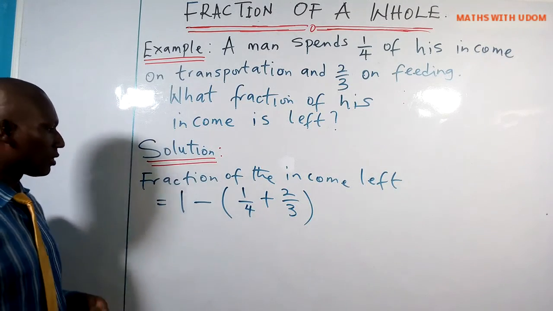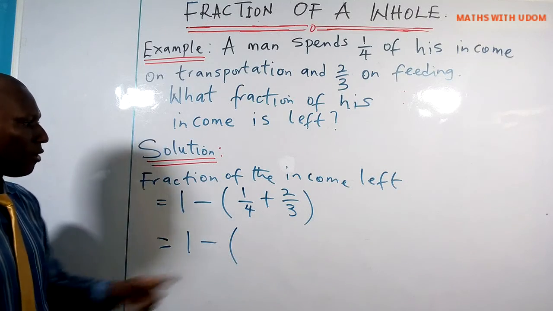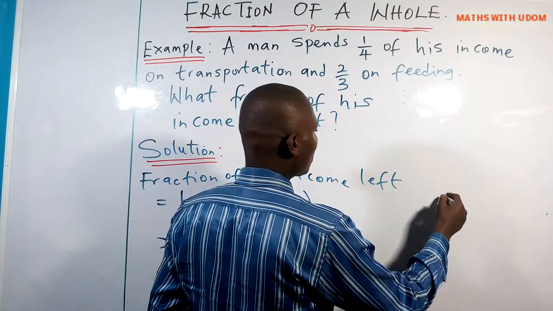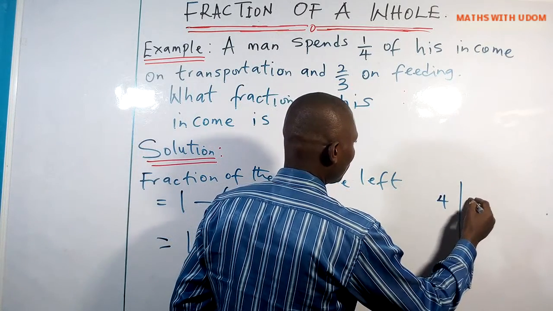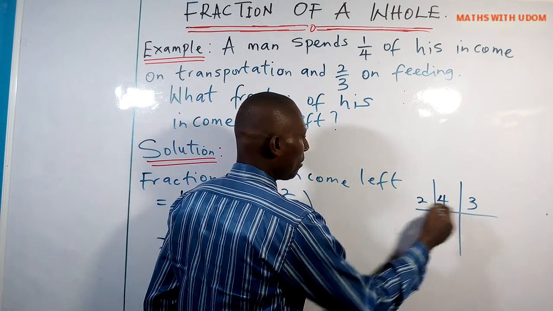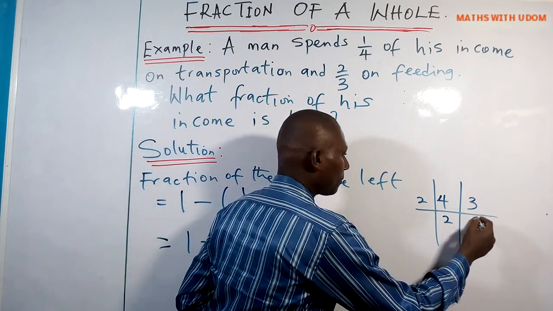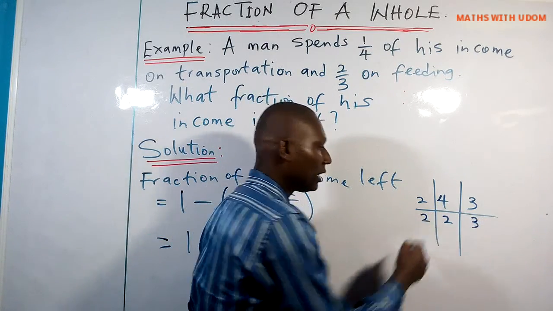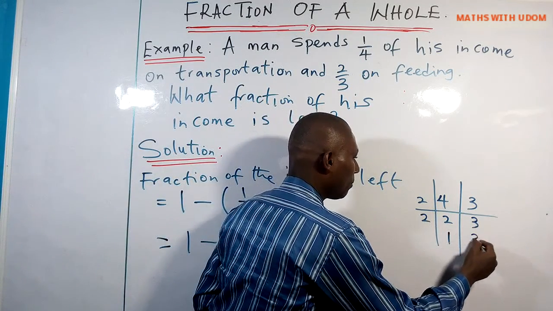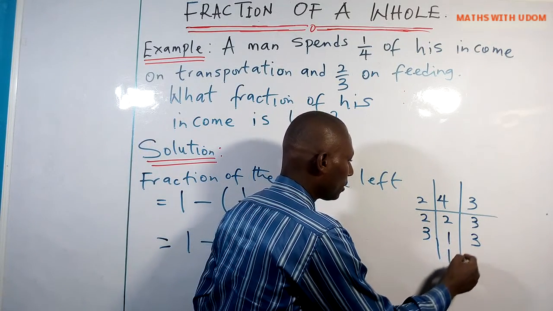So we have 1 minus, and we look for the LCM of 4 and 3, which we know is 12. Let's quickly do that here. LCM of 4 and 3. How many 2 in 4? 2. Can 2 go in 3? Impossible. We repeat 3. Then 2 can go again: 2 in 2, 1. 2 in 3, impossible, repeat that. And then 3 can go this time. 3 in 1, 1. 3 in 3, 1.